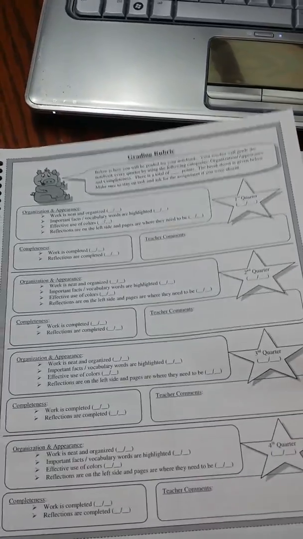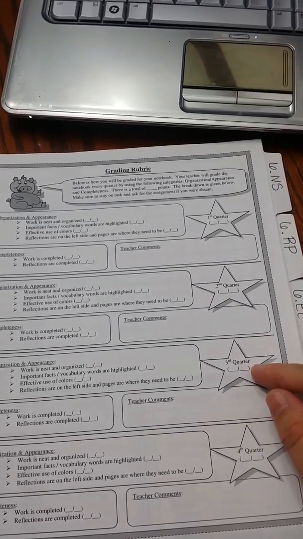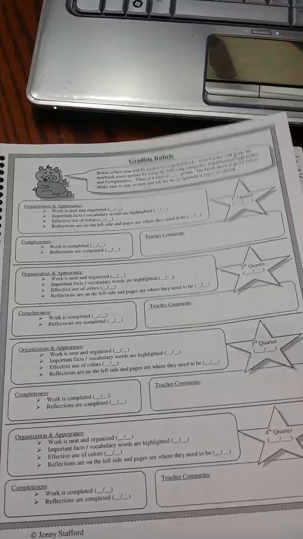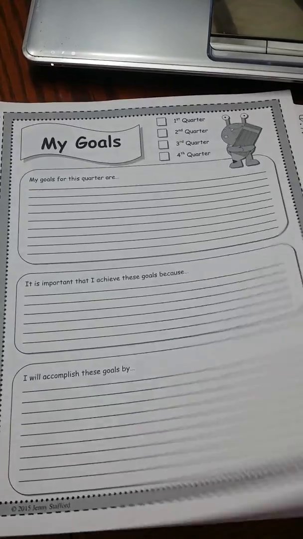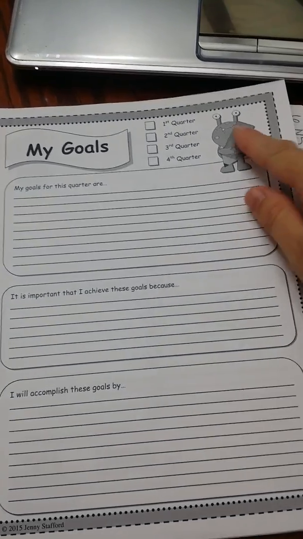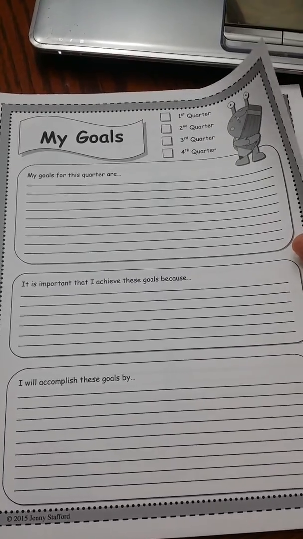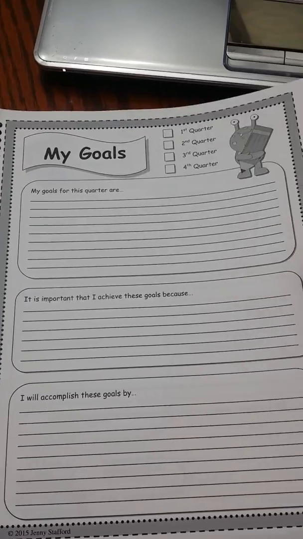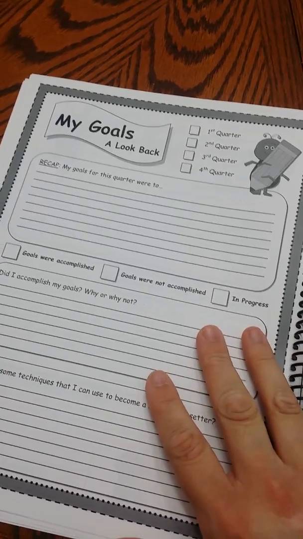But I also included a blank template so you can decide if you want to change the grading scale, if you do not like my grading scale. You will also see I have a math reference sheet, table of contents, and then I also have goals. First quarter, second, third, and fourth, you can make multiple copies of this so that they can set goals for first quarter and then another one for second quarter. This one's a look back to see if they accomplished their goal or not.